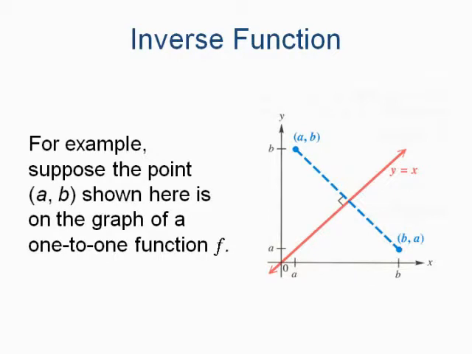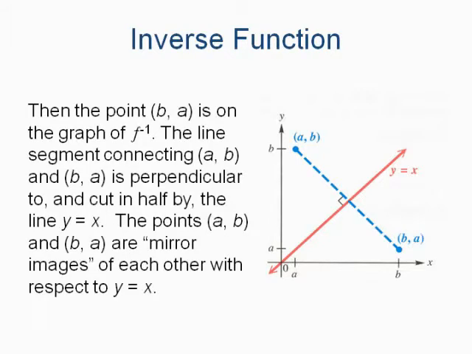For example, suppose the point (a, b) shown here is on the graph of a one-to-one function f. Then the point (b, a) is on the graph of its inverse. So the line segment containing (a, b) and (b, a) is perpendicular to and cut in half by the line y equals x. The points (a, b) and (b, a) are mirror images of each other with respect to that line y equals x.